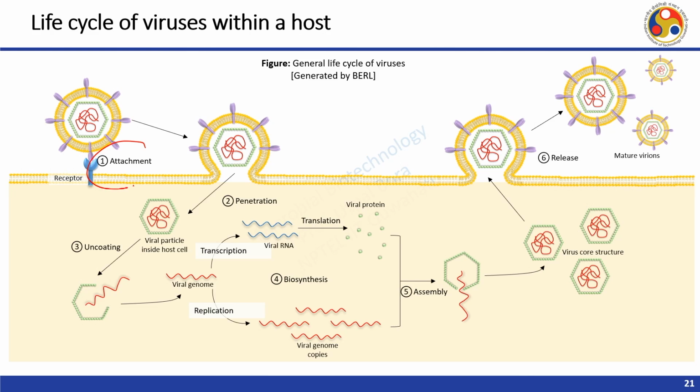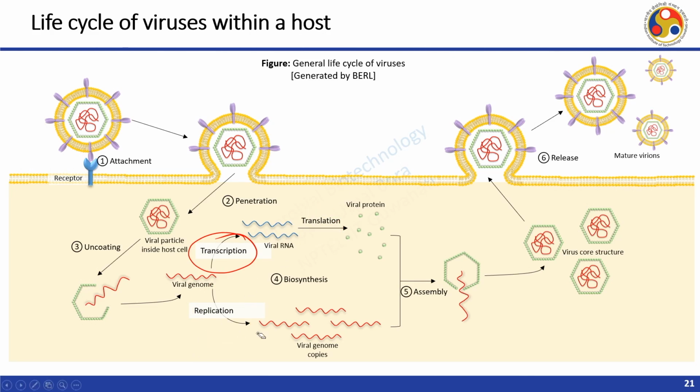The first is the attachment. The virus is getting attached through a receptor here, as you can see. Then the next step is the penetration. The virus will penetrate the host cell and put the viral particle inside the host cell. Here the uncoating will happen, so the nucleic acid, or the viral genome, is released, and then this viral genome will undergo various molecular events like transcription, translation or replication.